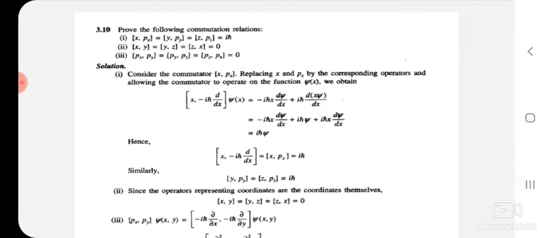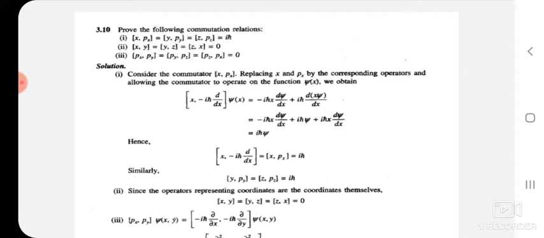We have to solve some commutation relations, that is [x, px] = [y, py] = [z, pz] = iħ. If we take the commutation relation of x with px, y with py, z with pz, which is equal to iħ, we have to show that. Consider the commutator [x, px], replacing x and px by the corresponding operators and allowing the commutator to operate on a function psi of x.